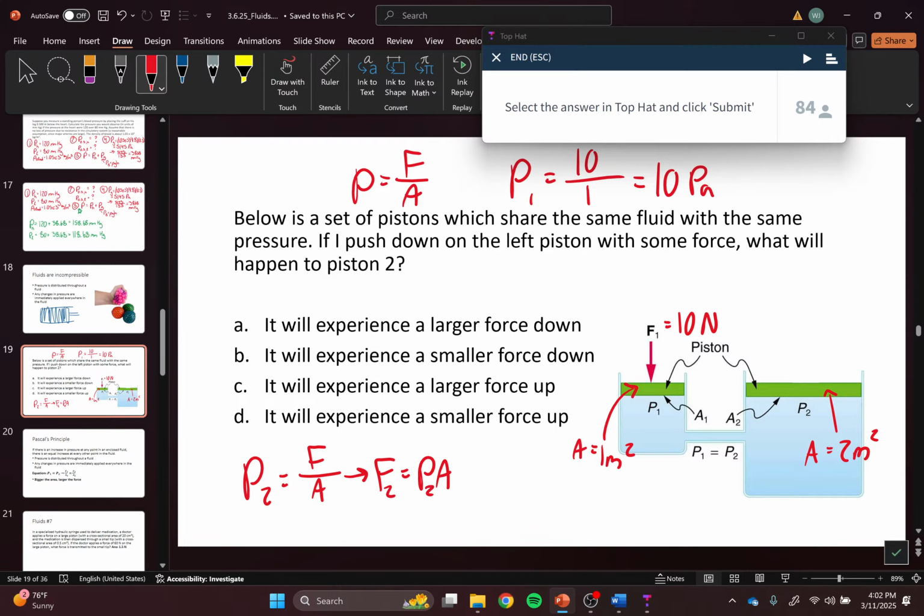Well, here's the thing, and this is the thing that's really important. The pressure is the same everywhere. So pressure 1 equals pressure 2, which means this equals 10 times 2, which equals 20 newtons. We have doubled our force. So this is something really cool. So it's going to experience a large force up. You push that one down, that one's going to go up.